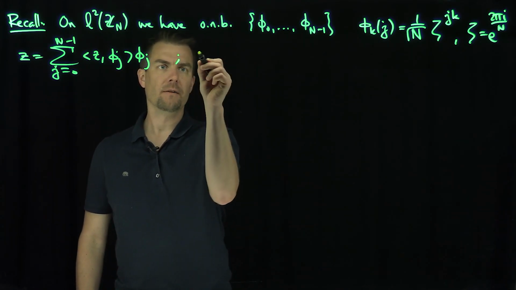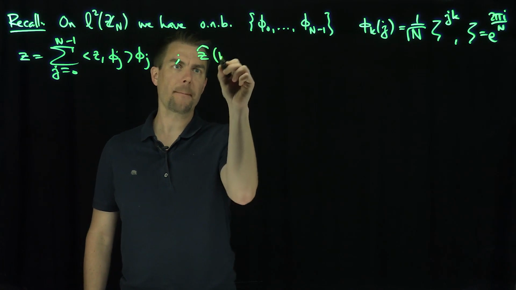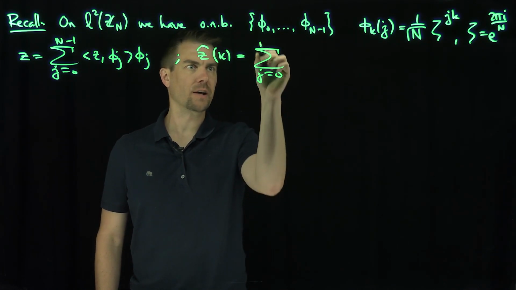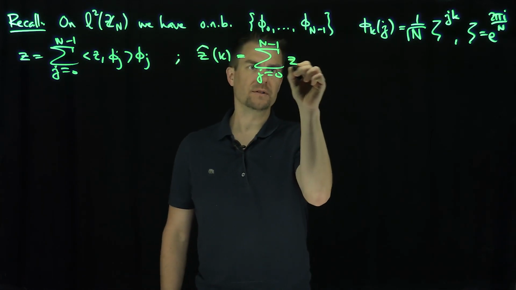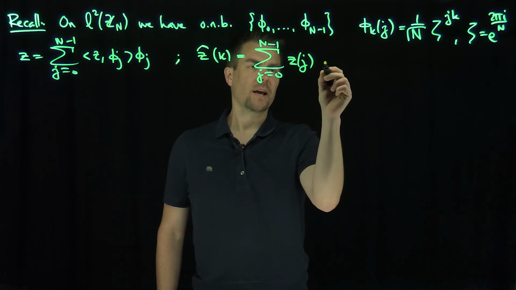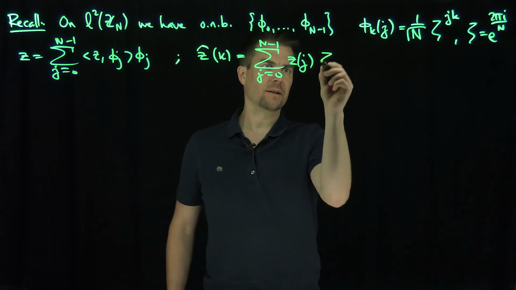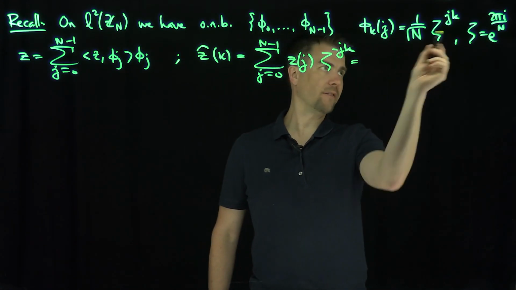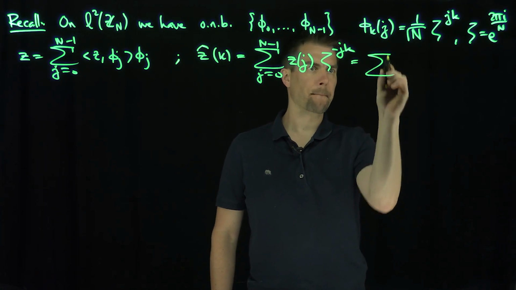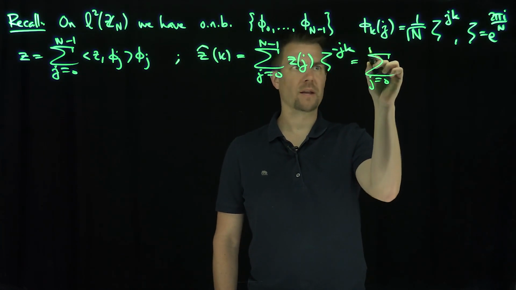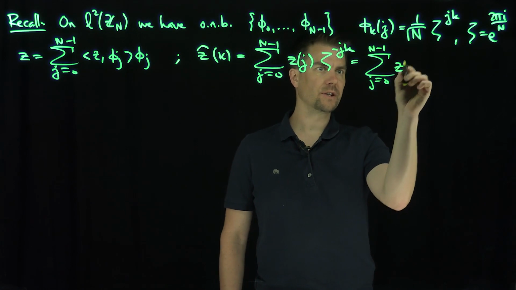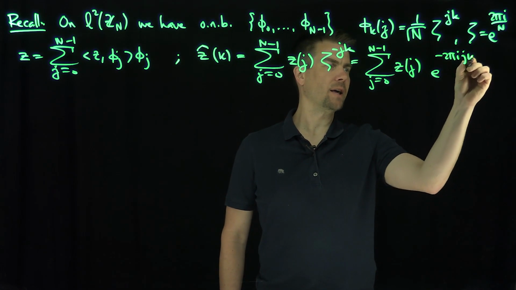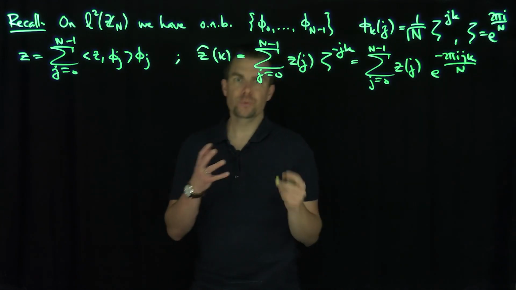We said that from this we got z hat of k was really the sum, j goes from 0 to n minus 1, of zj times zeta to the negative jk, which, if you put this in complex notation, will be the sum, j goes from 0 to n minus 1, of zj times e to the minus 2 pi i jk over n. And these were the Fourier coefficients.